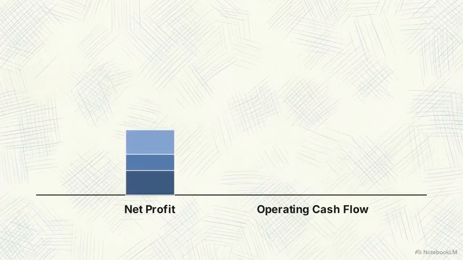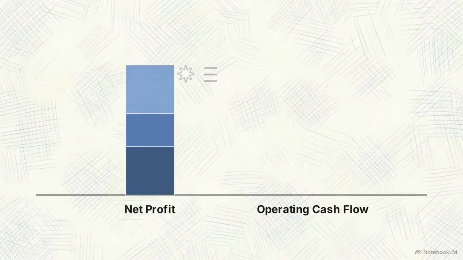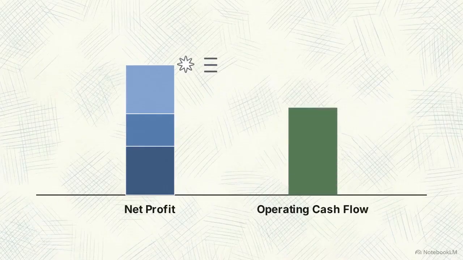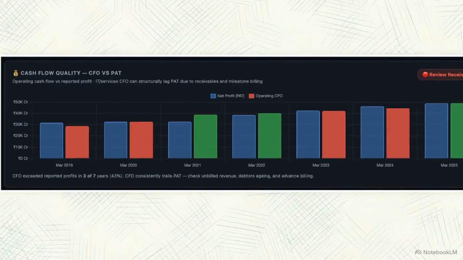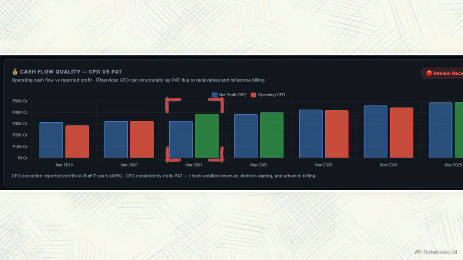Reported net profit is an accounting construct. It can be legally managed, smoothed, and adjusted. Operating cash flow, however, is a rigid measure of actual cash hitting the bank. This chart isolates that exact relationship. It tests the quality of reported earnings by comparing operating cash flow directly against profit after tax. In a healthy business, the red operating cash flow bars will consistently match or exceed the blue net profit bars. That indicates the earnings are backed by real cash.